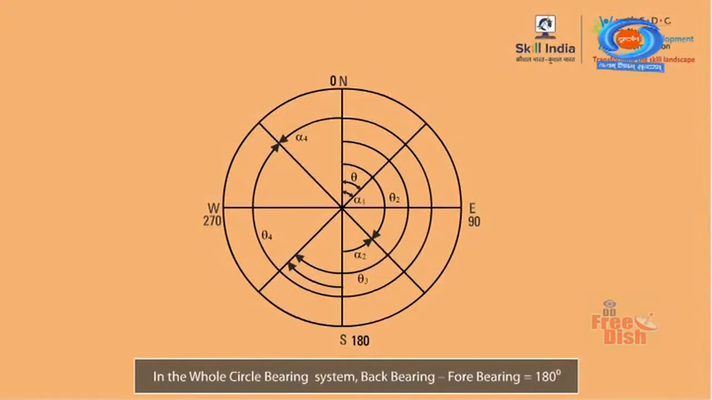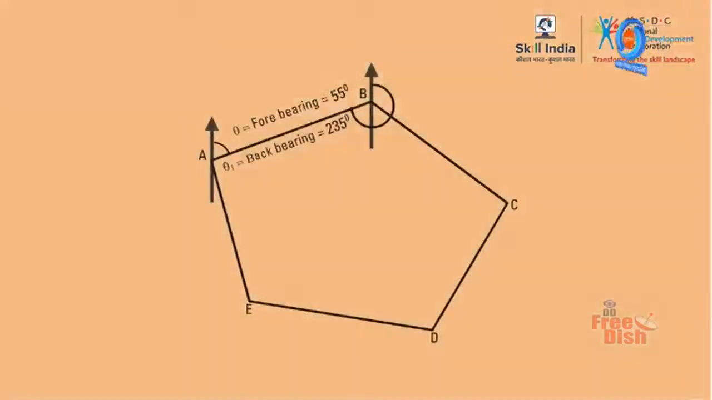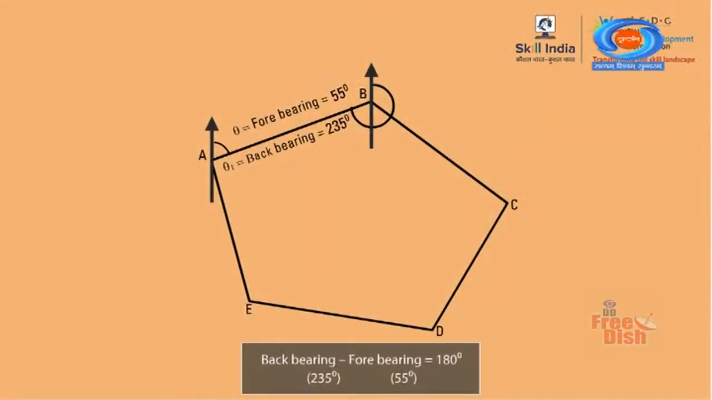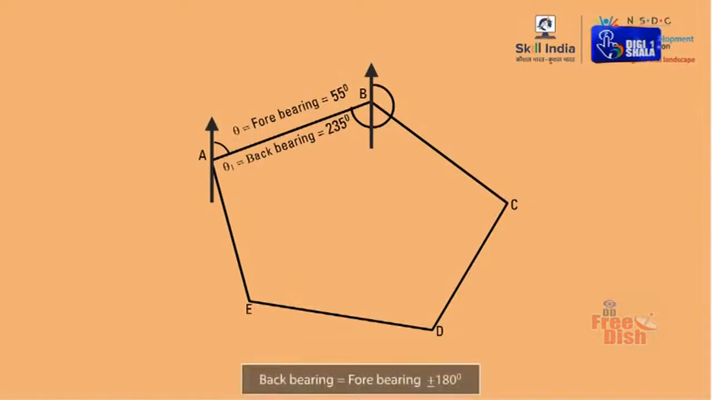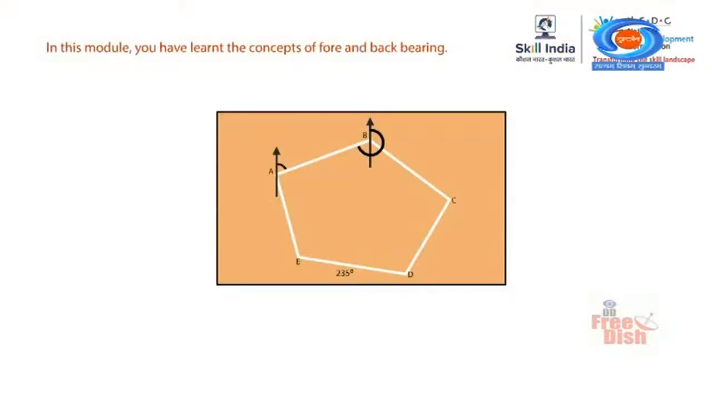Note that in the whole circle bearing system, the difference between the back bearing and forebearing must be equal to 180 degrees. So, in the example we have seen above, the forebearing of line AB is 55 degrees and the back bearing of line BA is 235 degrees, 180 degrees more than the forebearing. So, in this module, you have learnt the concepts of fore and back bearing.